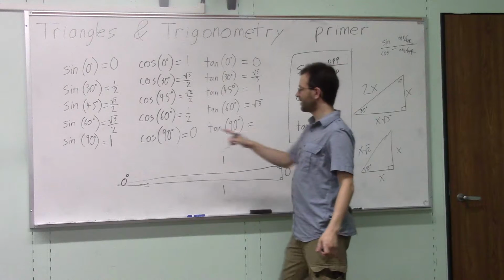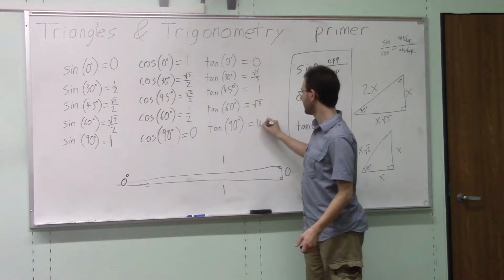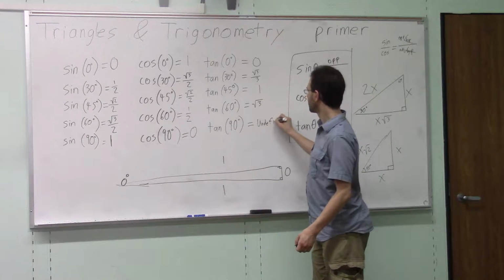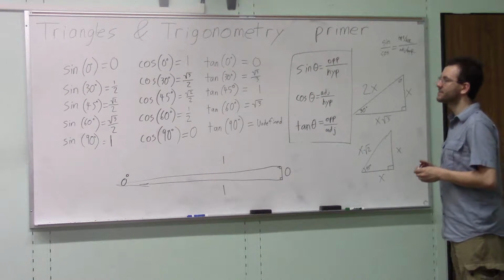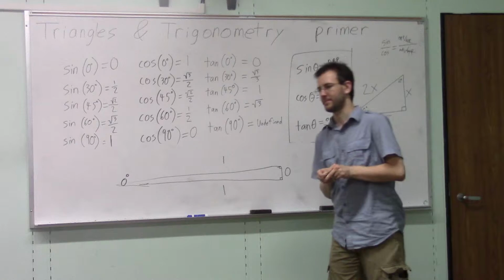And tangent of 90, 1 over 0, is undefined. So these numbers may require memorization. They will.